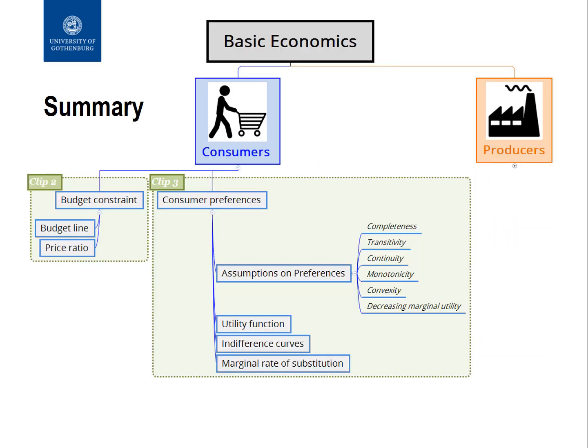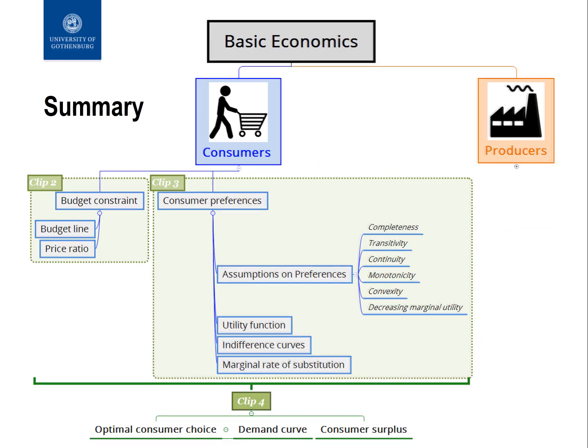In summary, we have drawn upon the Two-Foot podcast to understand the optimal consumer choice, the demand curve, and the consumer surplus. In the next podcast, we will focus on the other type of agent, which is important in economics, namely producers.